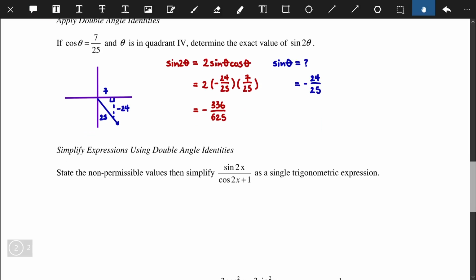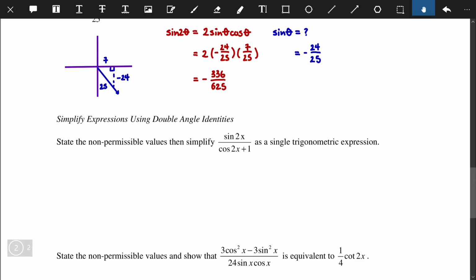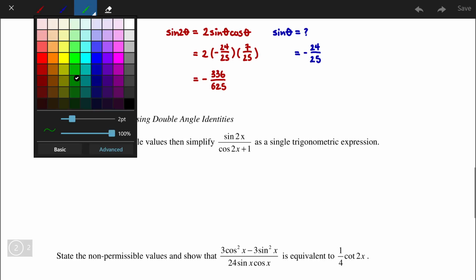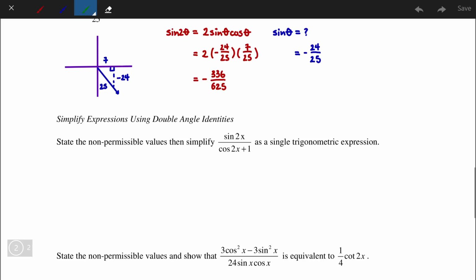So one of the goals of this chapter, this unit, is to complete trigonometric proofs. And so the next couple of examples will be more like that kind of question. So let's look at this one here. It says state the non-permissible values, then simplify as a single trigonometric expression. So we have here a denominator. And that's the important part because we're looking for the non-permissible value.